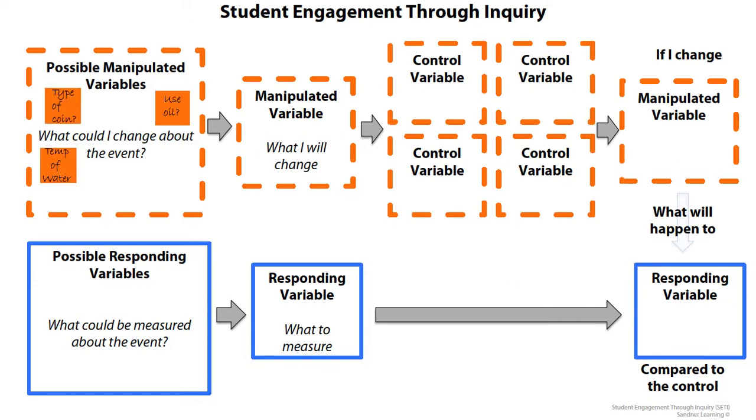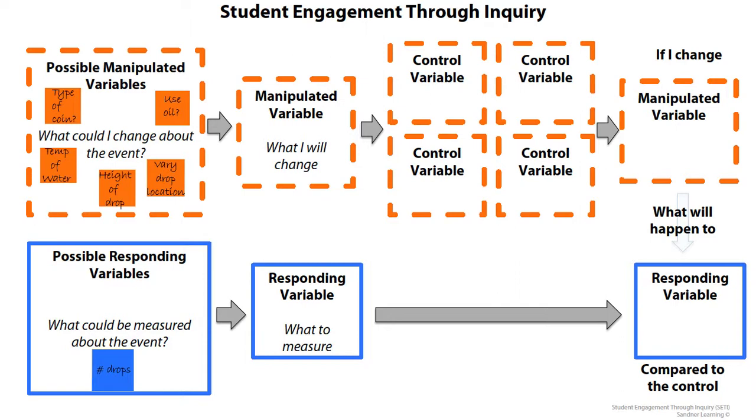So you'll see the orange and blue boxes, and what we're going to start with is just put in some of the wonderings that we would have got in this particular activity. What type of coin, would that make a difference in the number of water drops? What if we used oil instead of water? Temperature of the water, height of the drop, and vary the drop locations are all now possible manipulated or independent variables. And probably the responding variable that I'll use is, what could I measure? The number of drops on the penny.